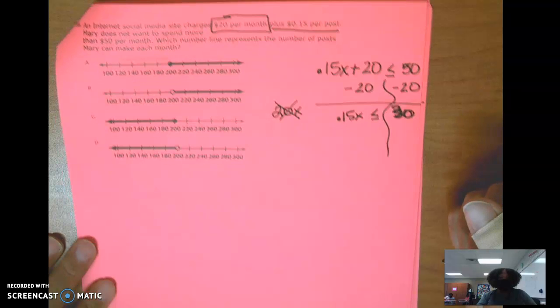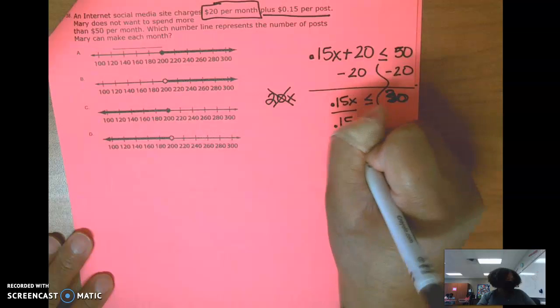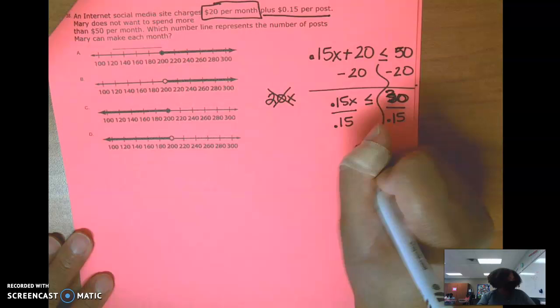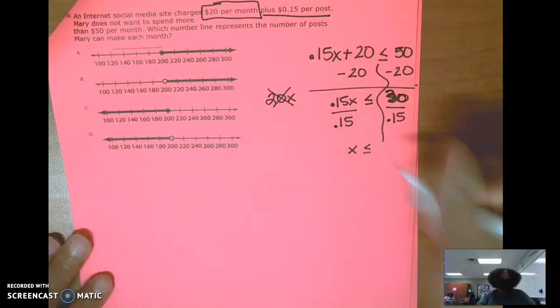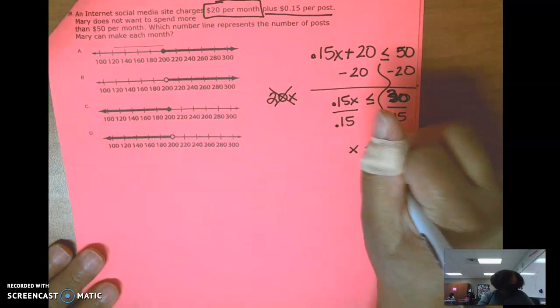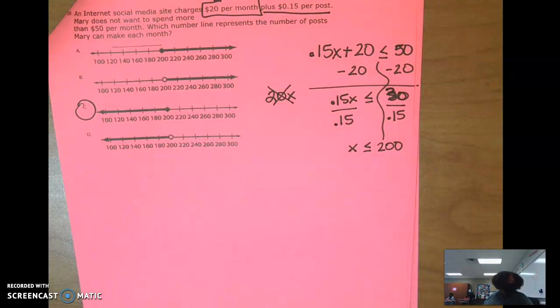What do I do with the 15? Look at the answers. What's 30 divided by 15 cents? Look at the answers. 200. Less than or equal to 200. C.